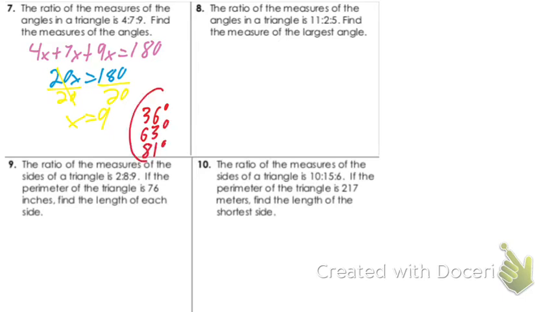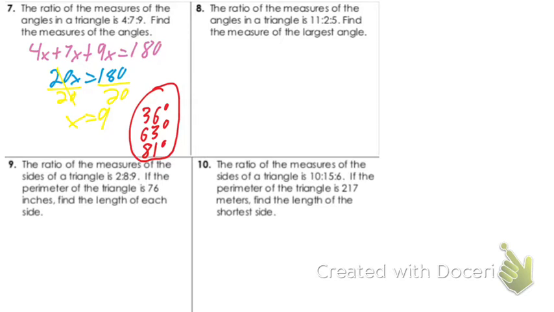All right, we're so eager. 36 degrees, 63 degrees, and 81 degrees. And if we were to add those up, we should get? 180. If we don't, we did something wrong. Questions on that? All right, I want us to do number 8 on our own. When you have it or have questions, raise your hand.